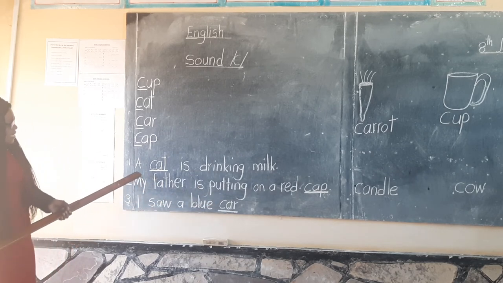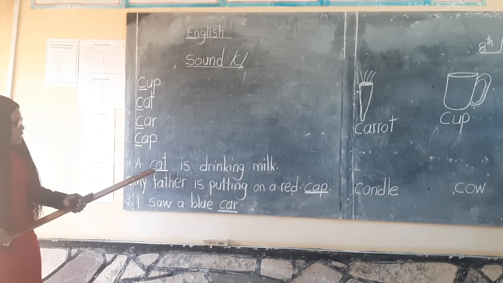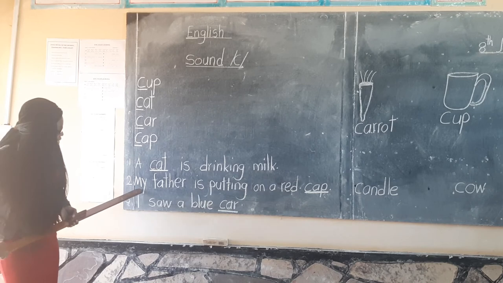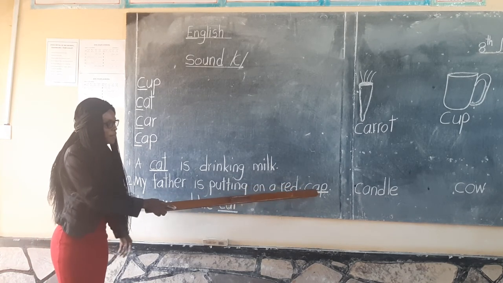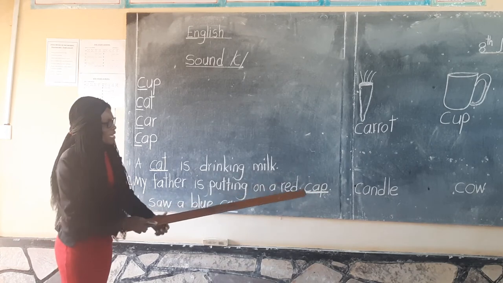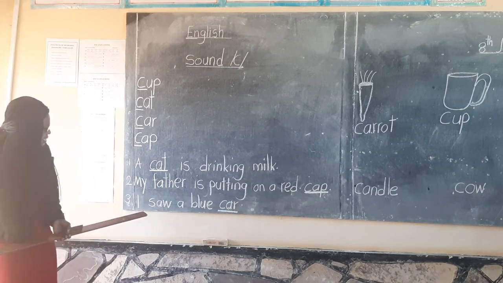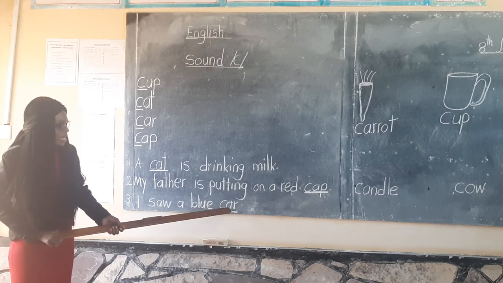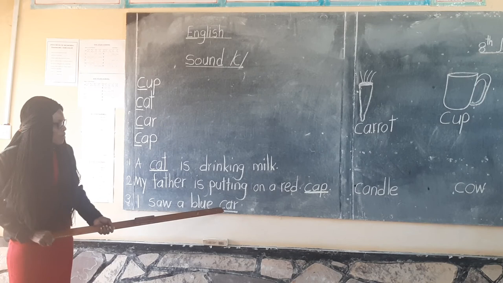So we have seen here in the sentences we have underlined the word cat because the word cat is beginning with the letter C sound. Sentence 2 is having the word cap, because the word cap is beginning with the letter C sound. Sentence 3 is having the word car. The word car is beginning with the letter C sound.